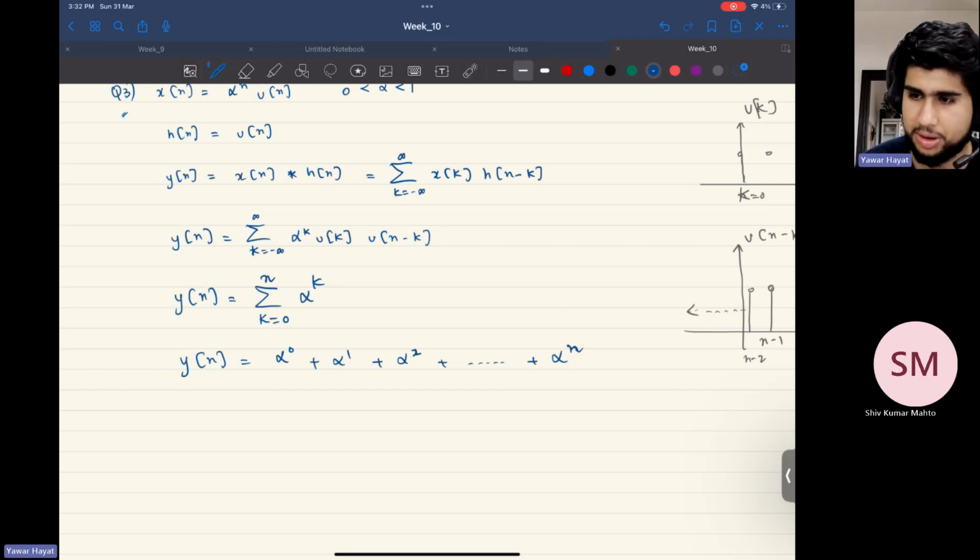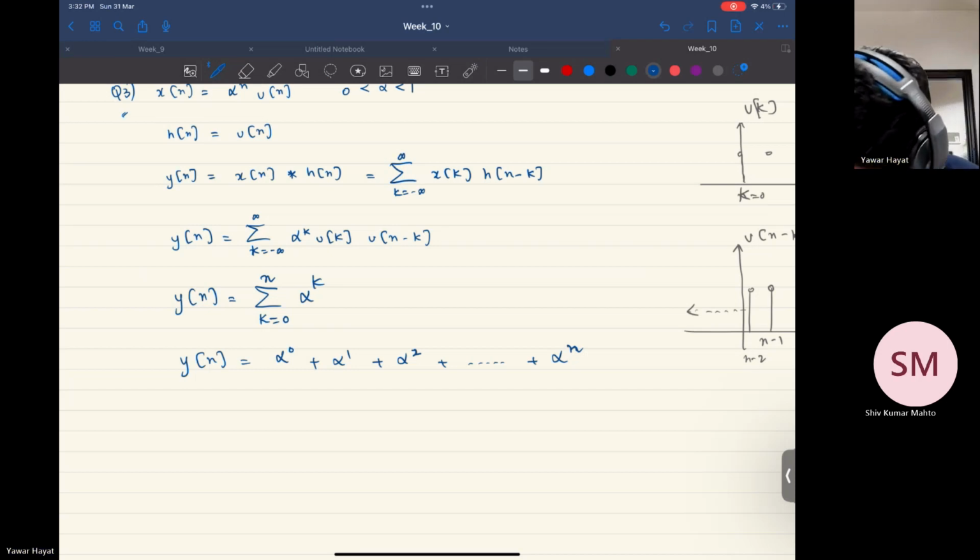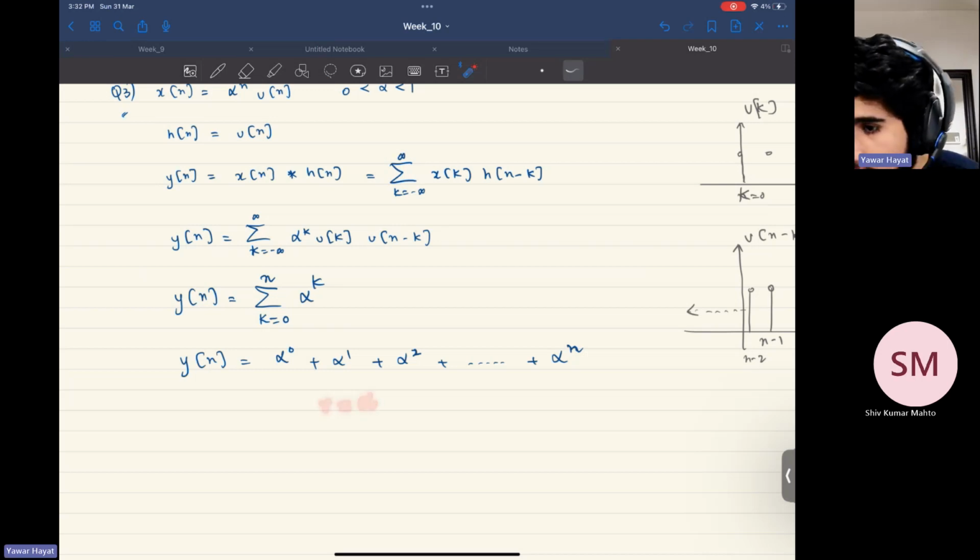Does this look like a GP? For the common ratio alpha and first term alpha to the power 0. Since alpha lies between 0 and 1, alpha to the power 0 is 1, right? So this is 1 and the common ratio r is alpha.